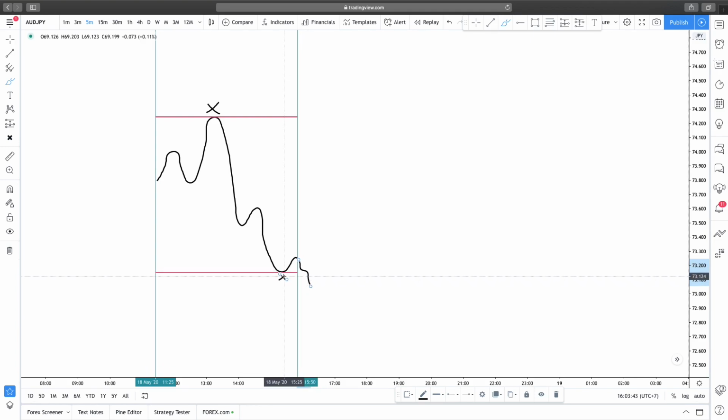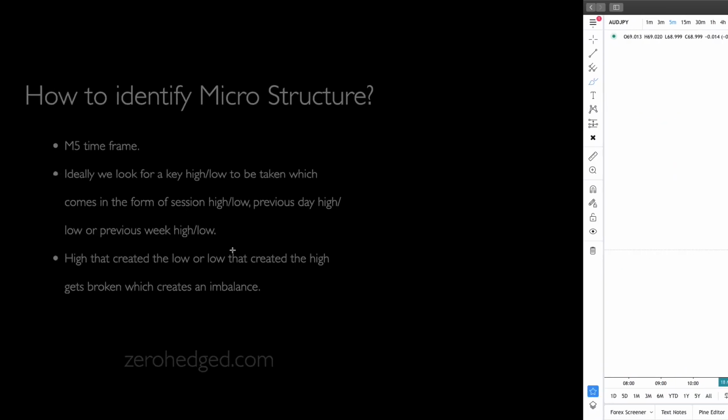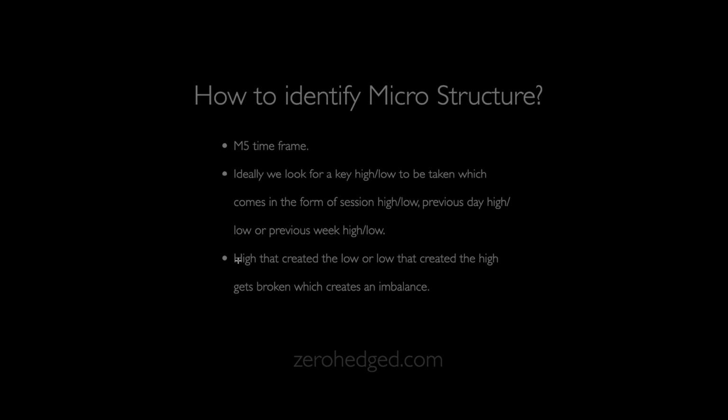Key high, key low. What we want to see is price drive in and take out any longs that have brought their stops up over previous days. Any orders resting here overnight get taken out early in the Tokyo session, and then we want to see an impulsive move away. So if you come back to our rule, we're looking for the high that created the low to get broken, and that creates the imbalance.